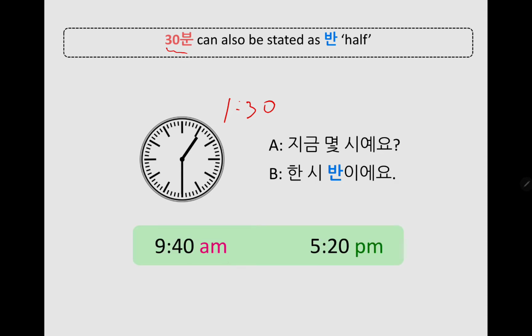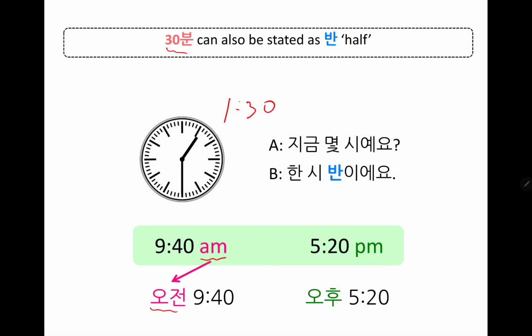And how about the expressions for AM and PM? In English, you use AM and PM after the time, right? But in Korean, you use those expressions before the time. So AM is 오전 in Korean. PM is 오후 in Korean. But we say it first and then the time. So 9:40 AM would be 오전 9시 40분. And 5:20 PM would be 오후 5시 20분.